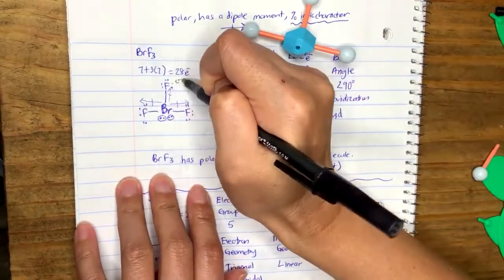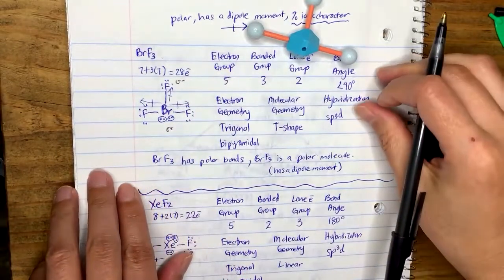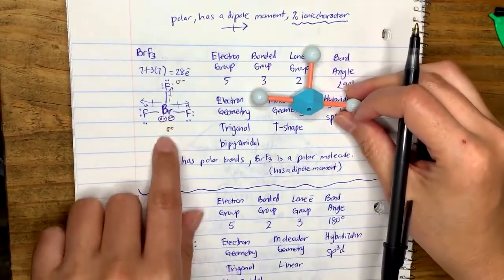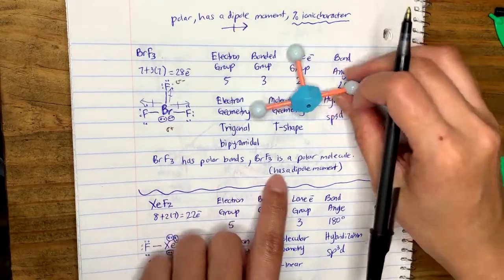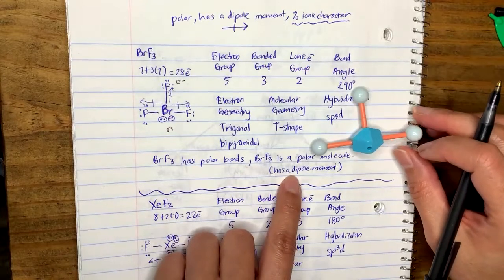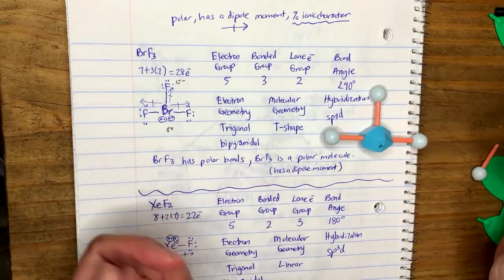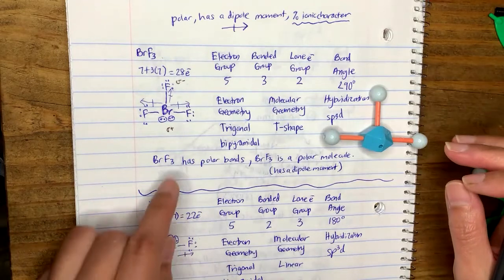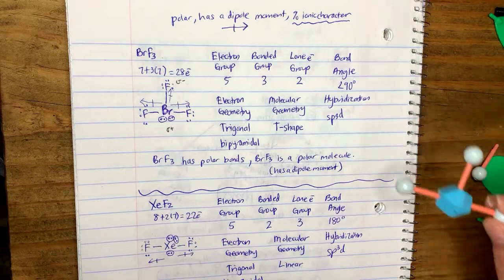So over here, partial negative, over here is partial positive because of the bonds not being canceled out. So BrF3 has polar bonds and it's a polar molecule and it has a dipole moment, a permanent dipole moment, because it's gonna be permanently there, okay? So these molecules are always gonna be that shape. So that one is BrF3.